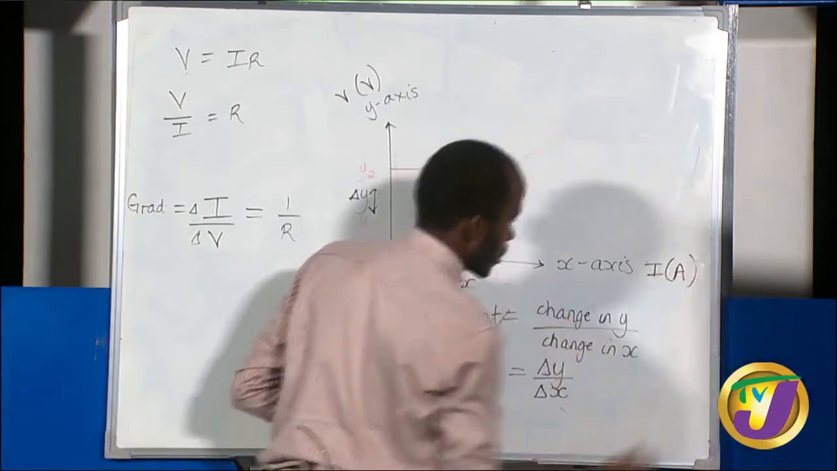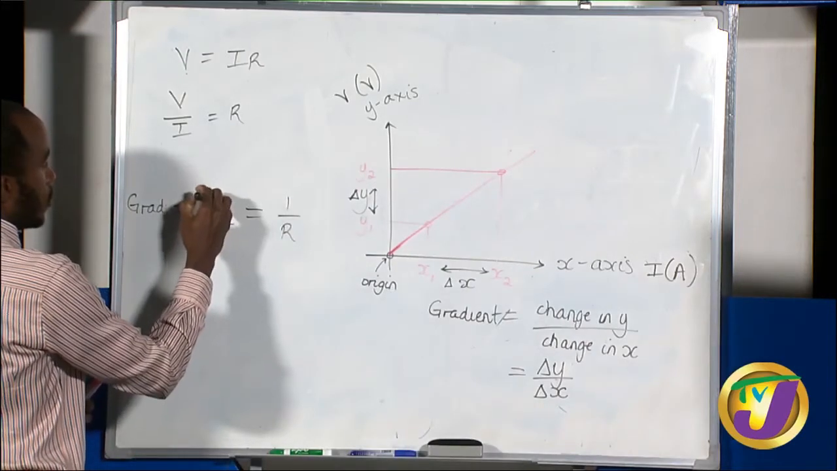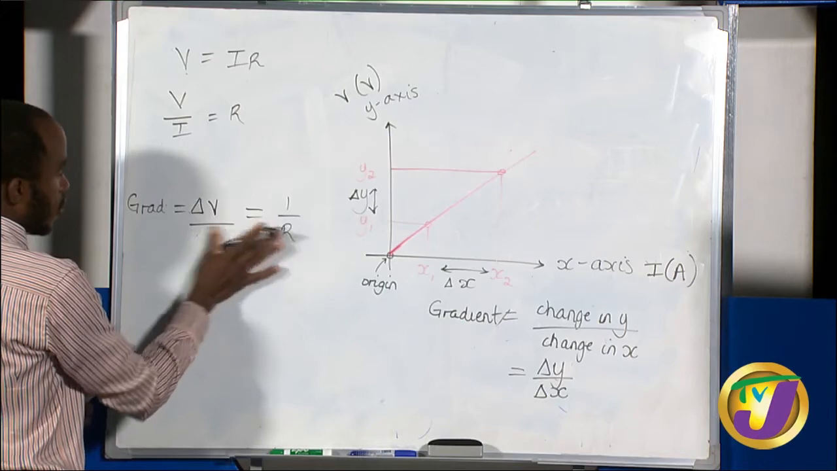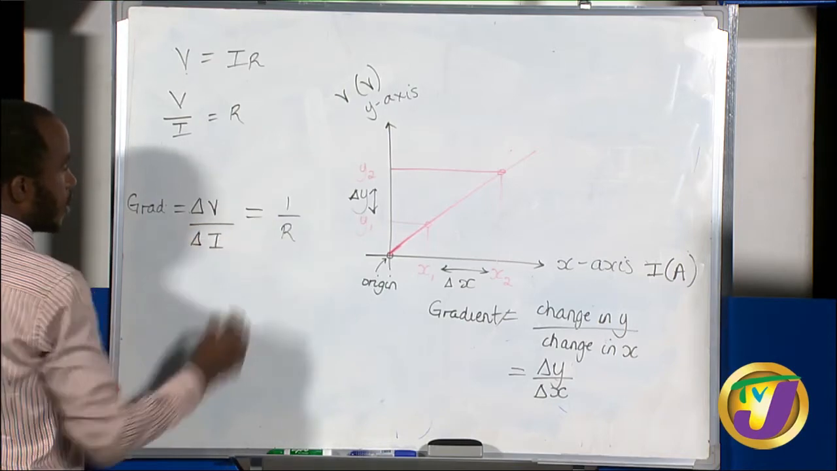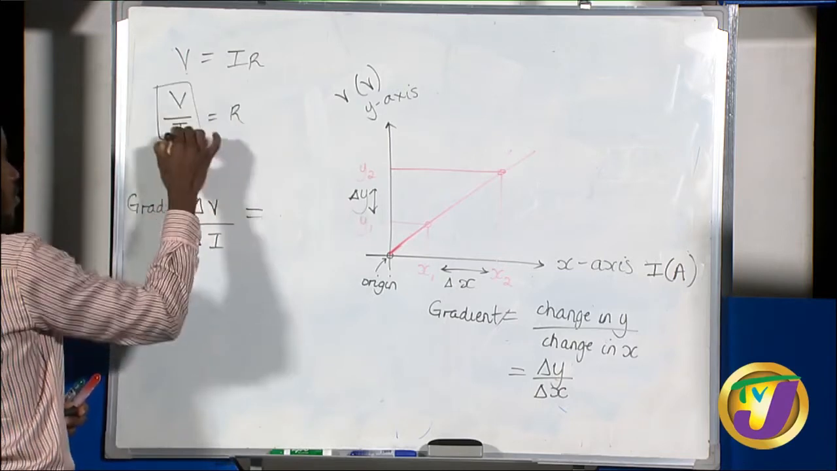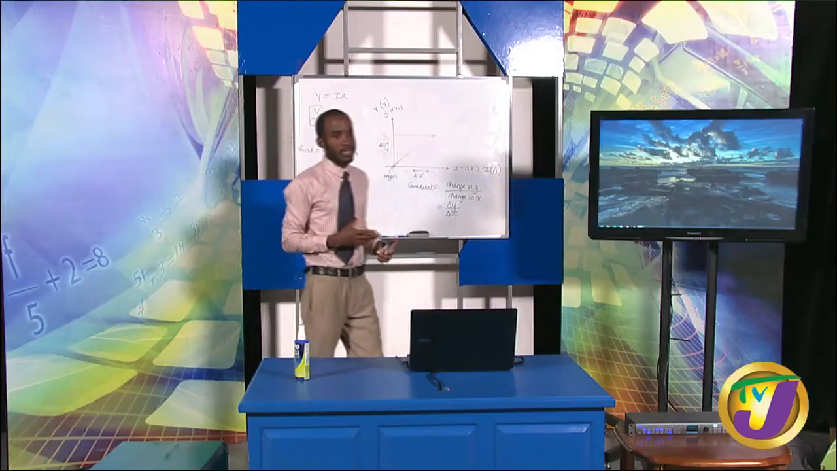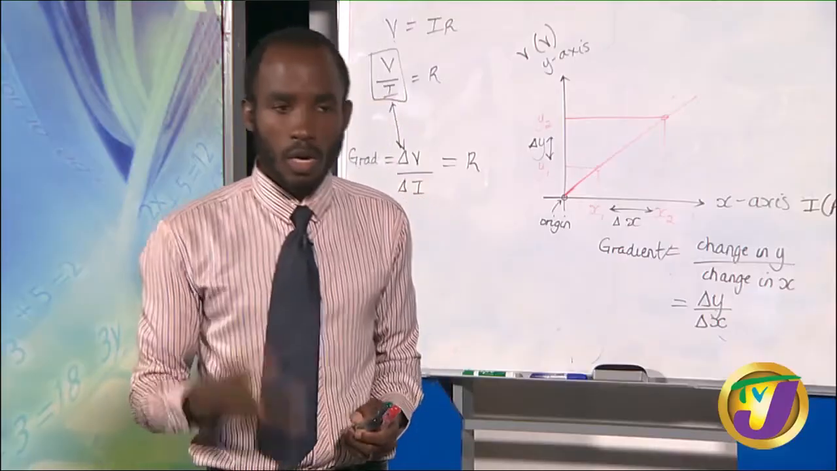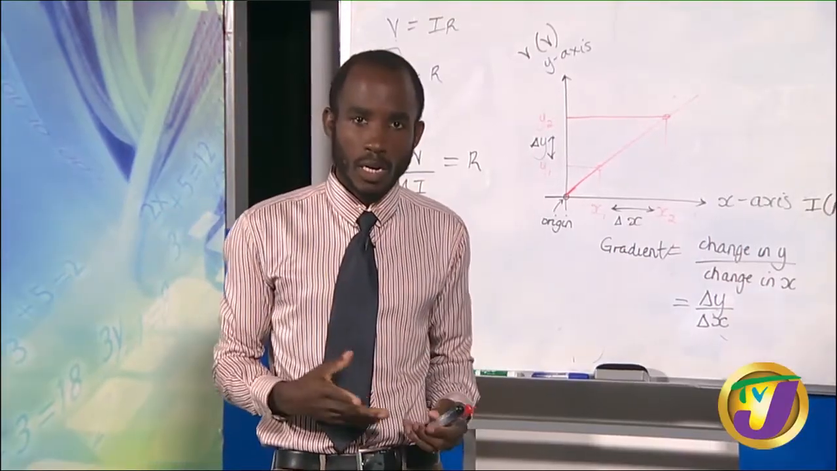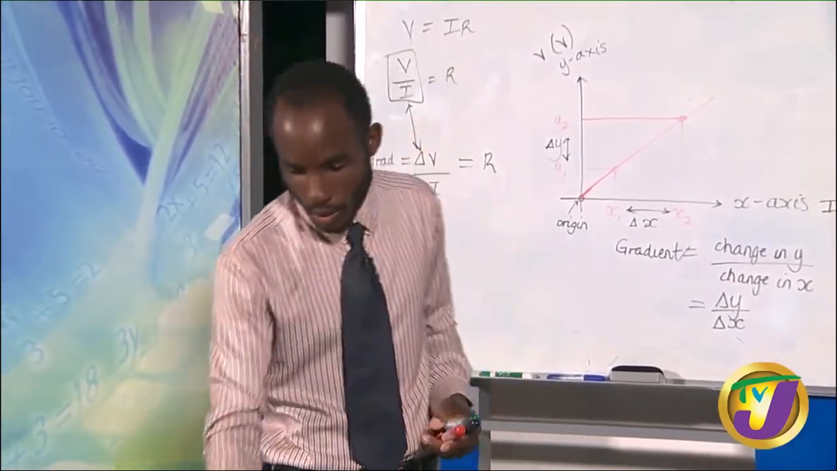But if you have V here on the y-axis and I here on the x-axis, then we have a different scenario. Here we have the change of V over the change of I, and that will now give what we have just seen, the same thing, which is R. So you can't just jump and say, all right, the gradient is always going to be R. It can be R, it can be the inverse of R, but it will tell you what the resistance is.